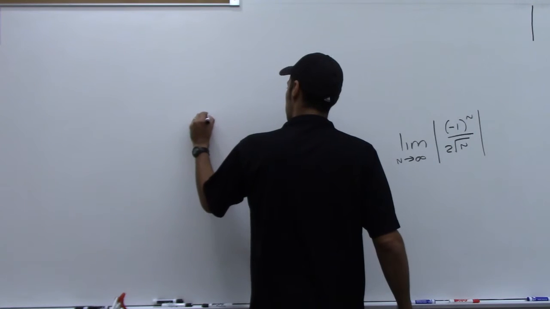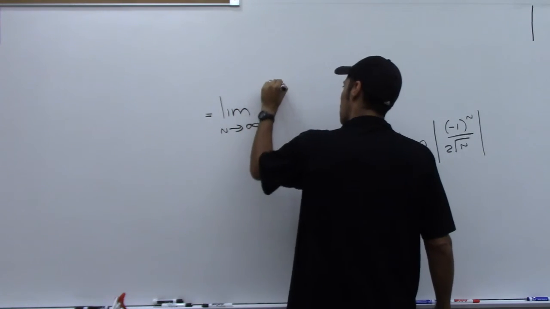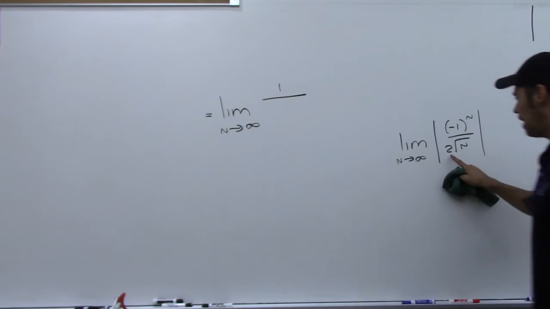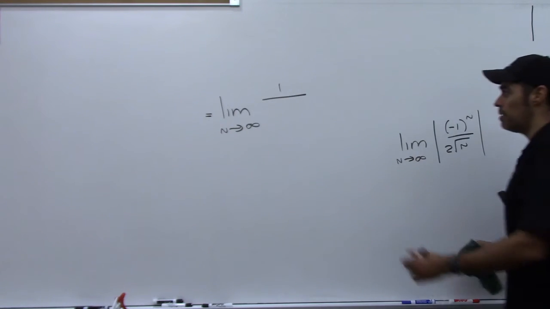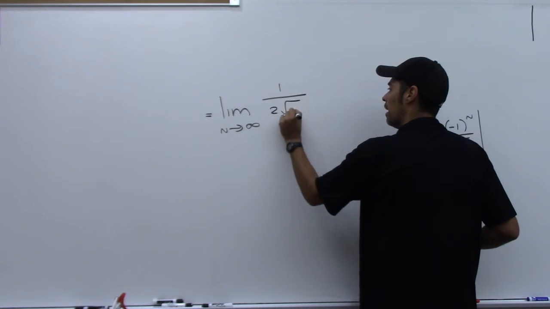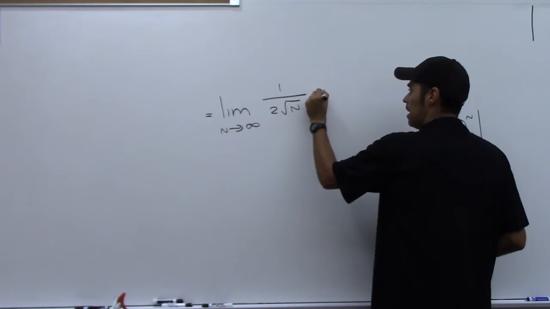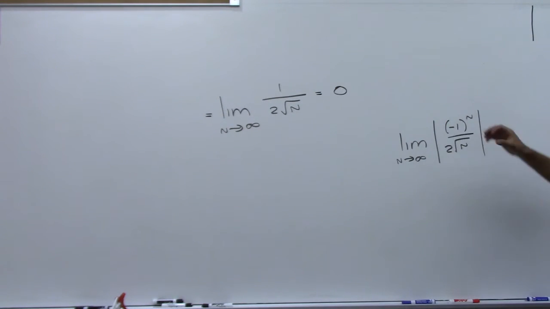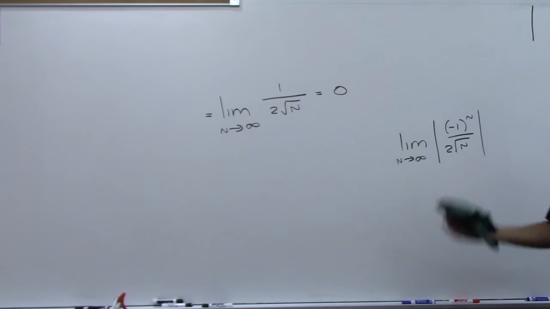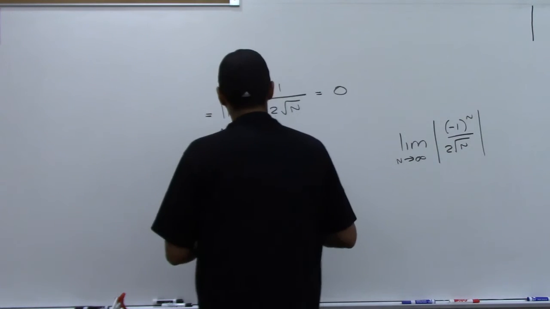So this turns into the limit as n goes to infinity of 1 over, now the absolute value of the bottom you don't need, because the square root of n will always be a positive number. So this is always going to spit out a positive number on the bottom. So I'm just going to write 2 root n. And it's pretty obvious what happens here. As n gets bigger, this thing goes to 0. And so if the absolute value of the sequence goes to 0, which it does, then the original sequence goes to 0. So the answer to this one would be it converges to 0.